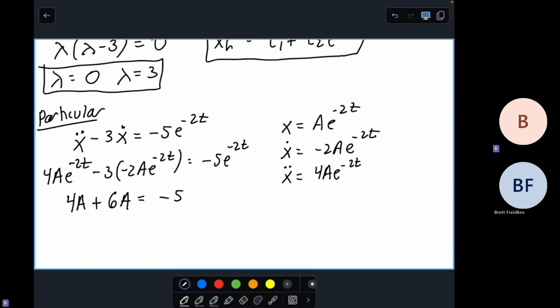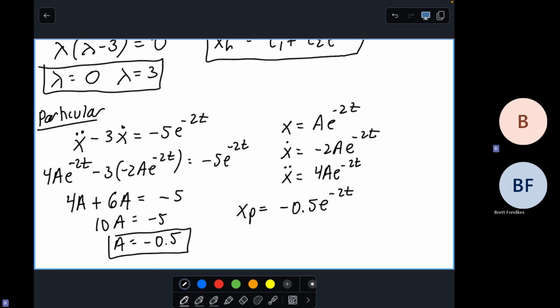Do we believe that? Markley, is that okay? So what's A? That's correct. A is -0.5. That means that our particular solution will be -0.5 e to the minus 2t.